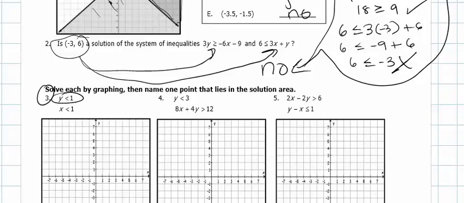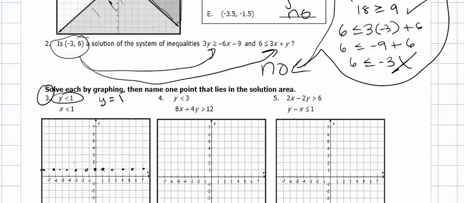So if I have y is less than 1, the boundary is the line y equals 1. So what that means is that all my y values are 1. So starting with the y-intercept, 0, 1, all of the y values are 1. So what does that create?